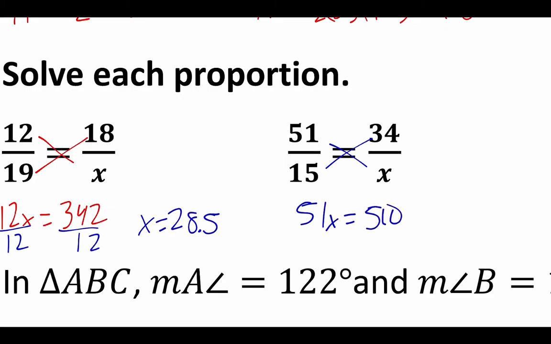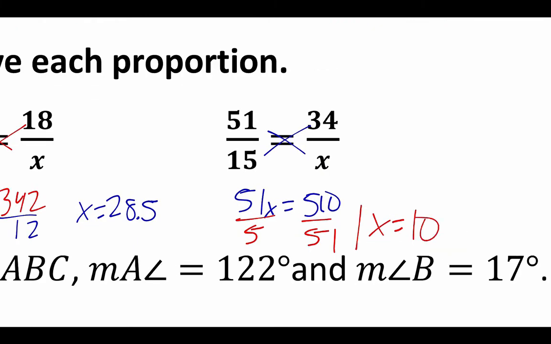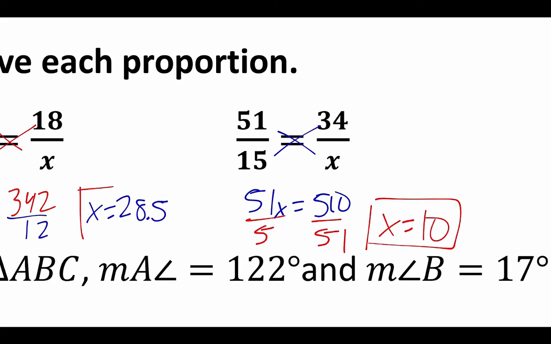For this next one, same thing, cross multiply, we got 51x, and then 15 times 34 is 510. This one's going to work out pretty nicely. If we divide both sides by 51, we get x equals 10. Forgot to put some boxes around these.